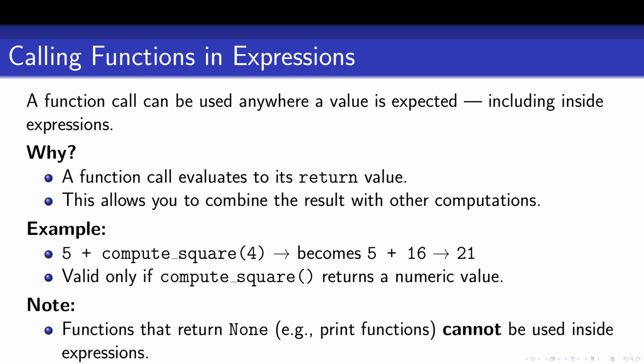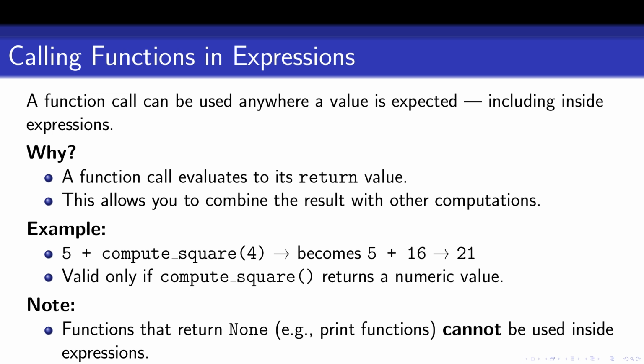Function calls can be used inside expressions, allowing for compact, readable code. When a function returns a value, that result can be used just like any other value in Python. For example, you could write 5 plus compute square of 4, and Python will evaluate the function call first, substitute its result, and then compute the final sum.